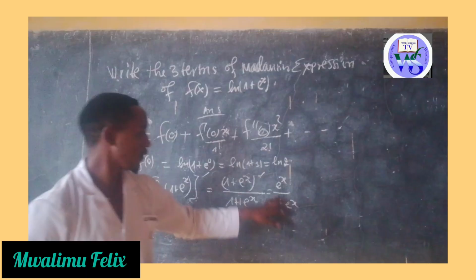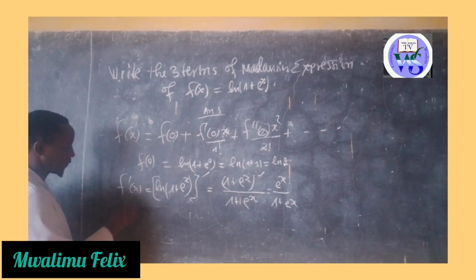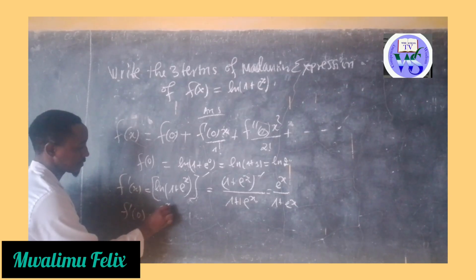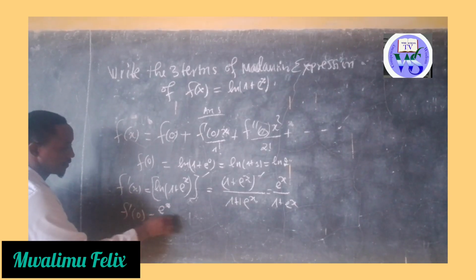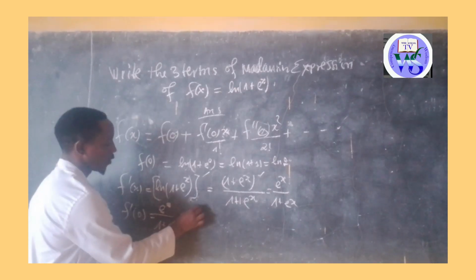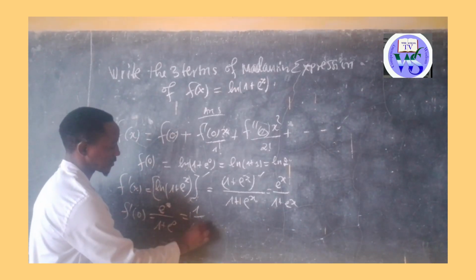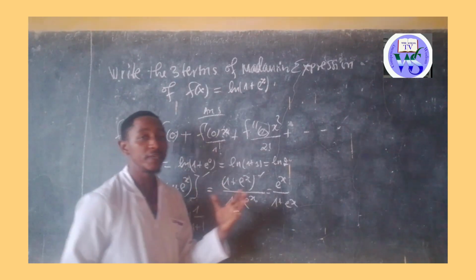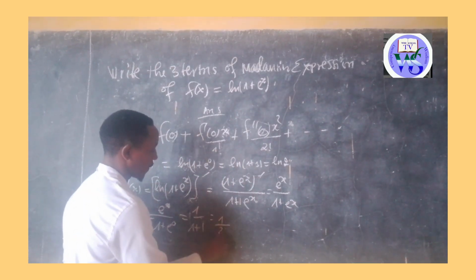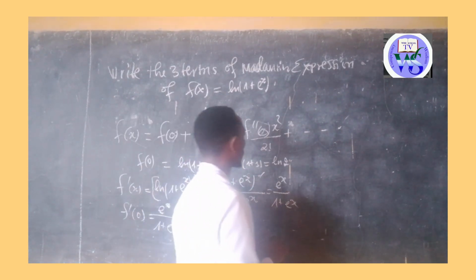So after working this, f derivative of 0 is e power 0 divided by 1 plus e power 0. This is equal to 1 over 1 plus 1, because e power 0 is equal to 1. So this is equal to 1 over 2.